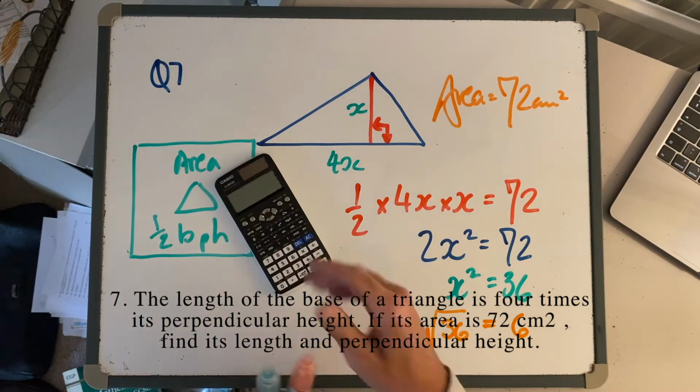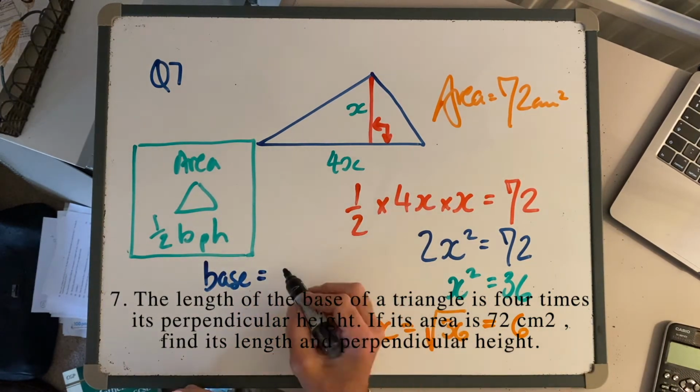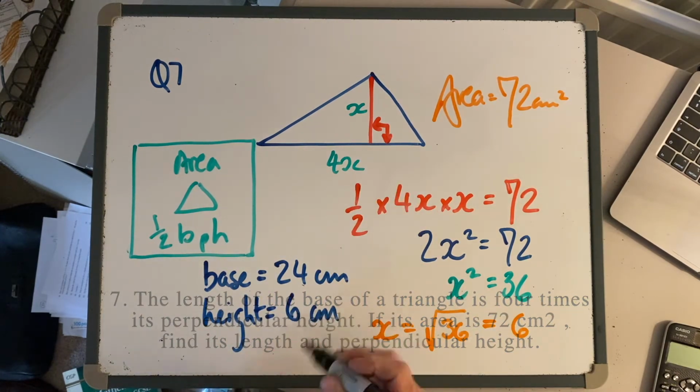So it's 6 centimetres. So to answer the question, then I say the base is 4 lots of 6, so 4 lots is 24 centimetres, and the height is simply just x, 6 centimetres.